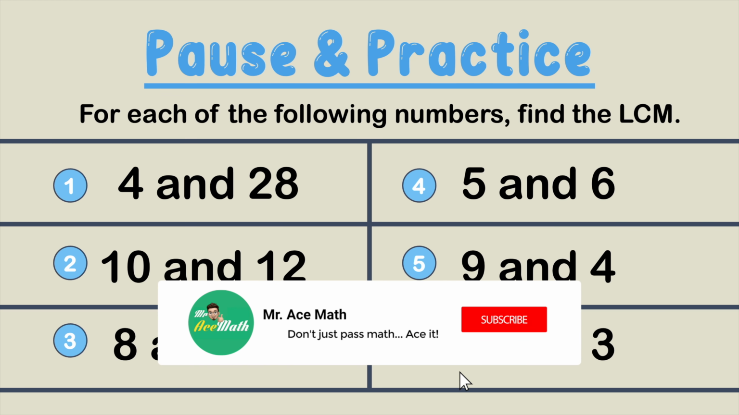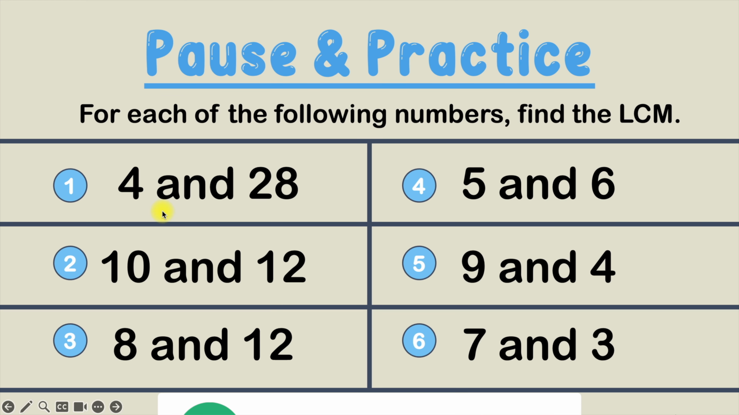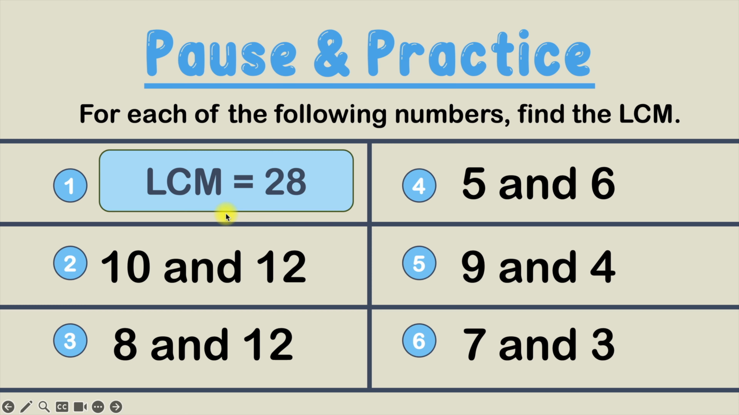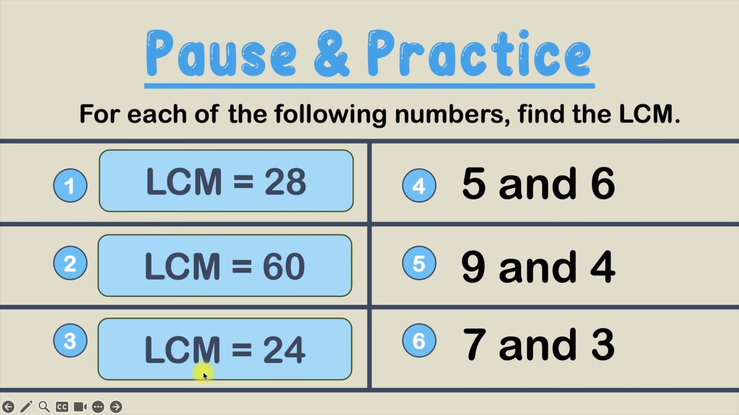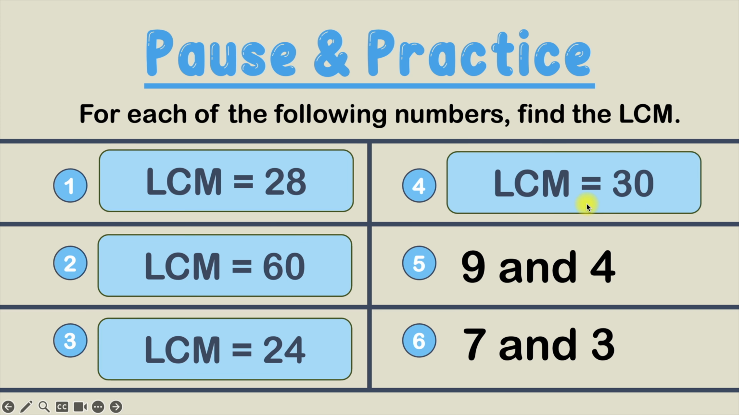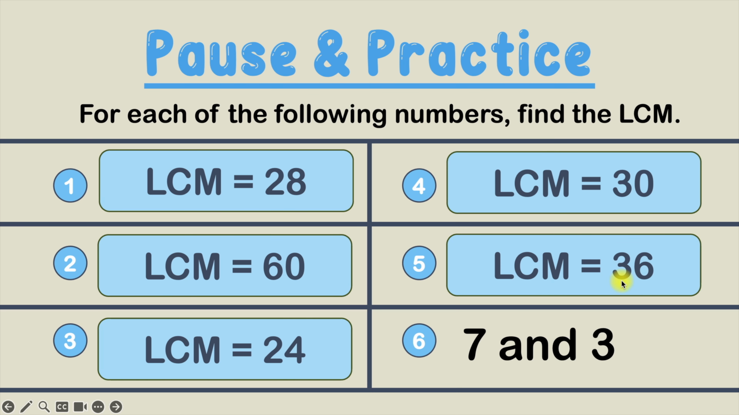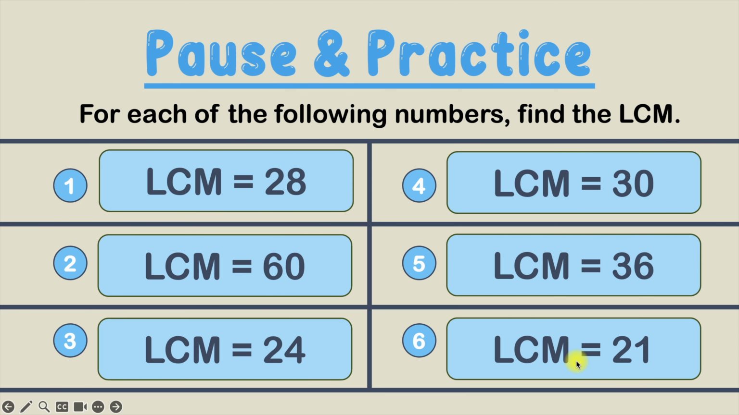So let's take a look at our answers. Number 1, the LCM of 4 and 28, the LCM of 10 and 12 is 60. Number 3, the LCM of 8 and 12 equals 24. Number 4, the LCM of 5 and 6 is 30. Number 5, the LCM of 9 and 4 is 36. And number 6, the LCM of 7 and 3 is 21.